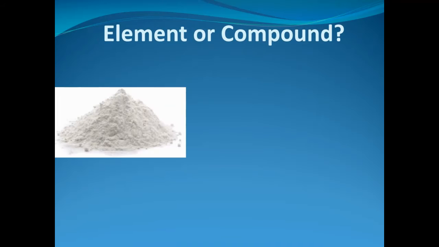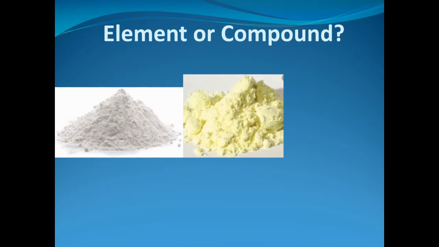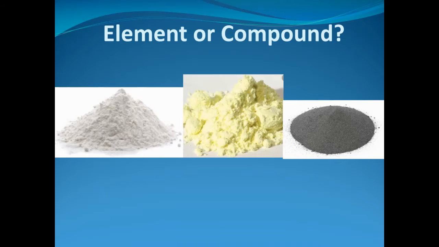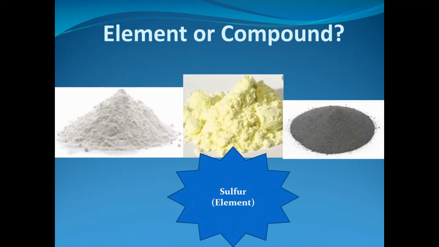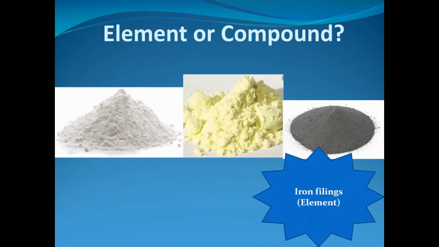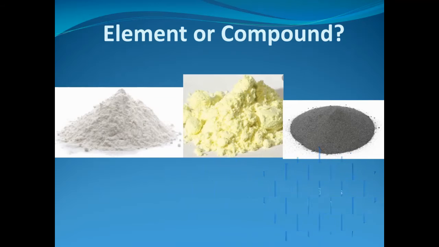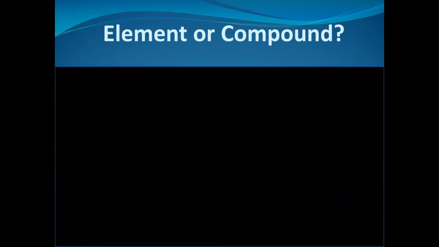But now look at these pictures. Are these elements or compounds? That white powder, element or compound? How about that yellow powder, element or compound? That gray looking substance there, element or compound? Can you tell by just looking at them? Okay, the white substance is sodium bicarbonate, so I know that's a compound. The yellow powder is sulfur, so yes, I know that's an element. And that gray powdery stuff are iron filings, so yes, I know that's an element. But you couldn't tell by just looking at it, because you can't see the particles that make them up.